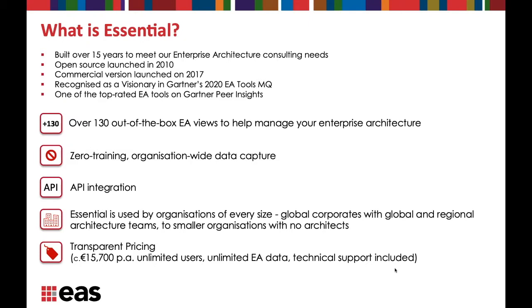What you get with Essential is around 130 out-of-the-box views to help you manage your enterprise architecture. The tool is very broad and wide-ranging, and we wouldn't recommend, obviously, that you do everything all at once. Out of those 130, we wouldn't expect you to use them all at the beginning. One of the important things is to focus on what you want to do. Make sure you only display the views that you're going to populate and use. But there are over 130 available to you.